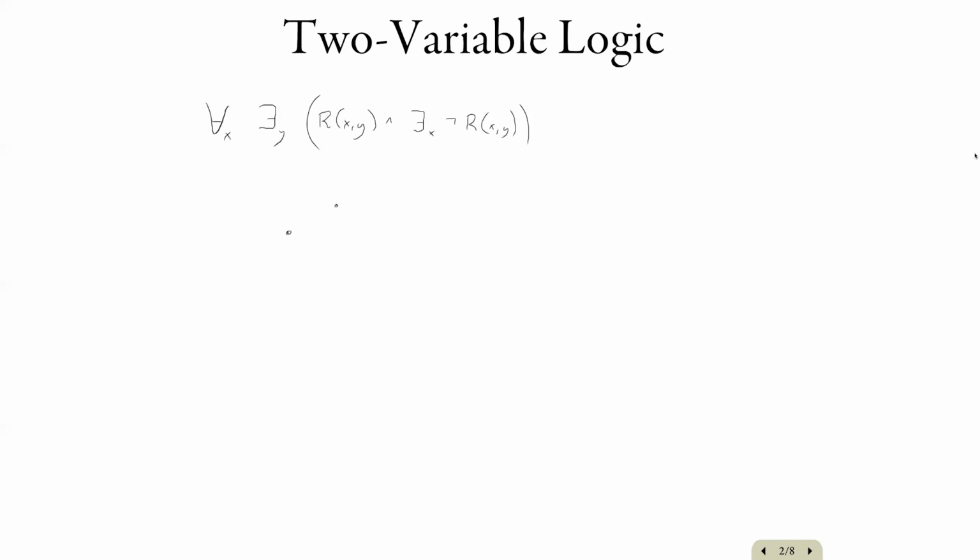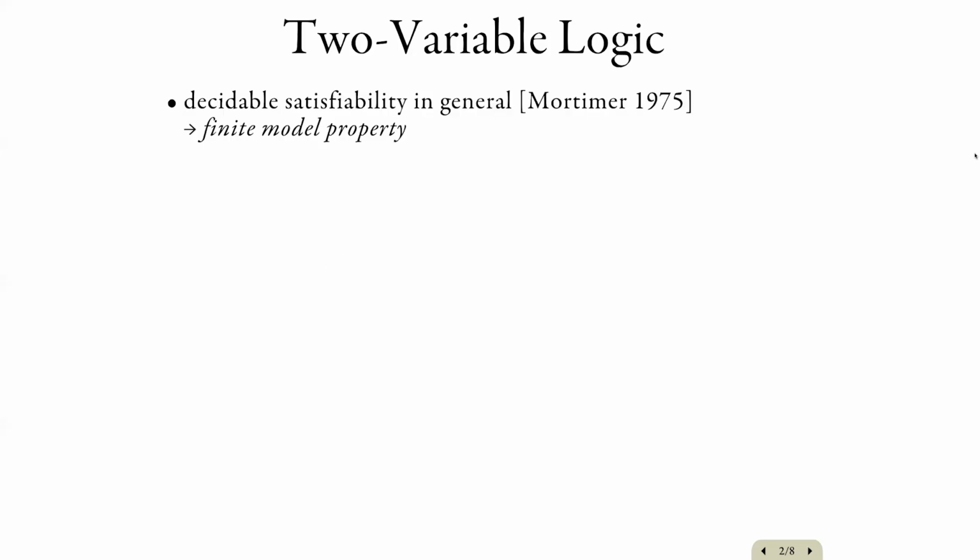And this has to be satisfied universally, so this X must have a Y with which it is connected by an R edge, and this Y must have some X with which it is not connected by an R edge. So here, for example, I have drawn a model of this sentence. The satisfiability question asks, does a given sentence of two-variable logic have a model?